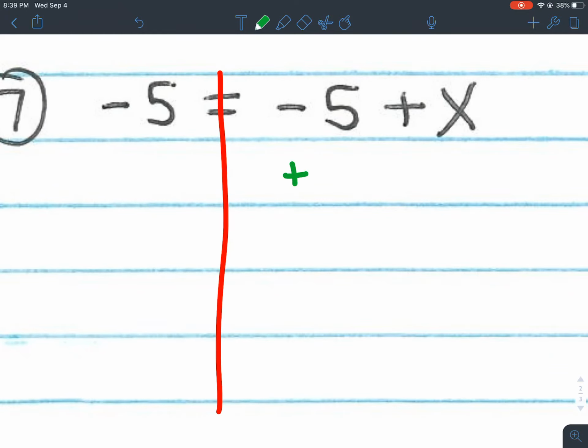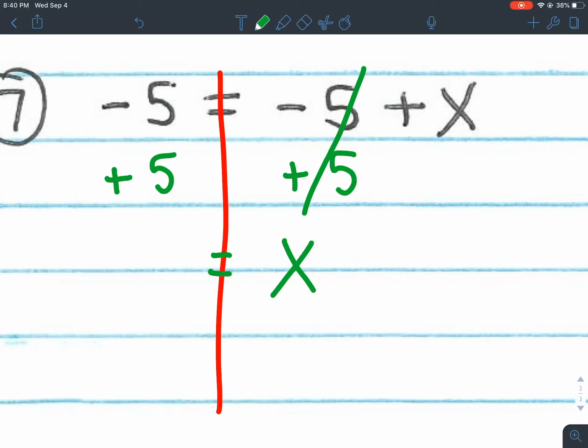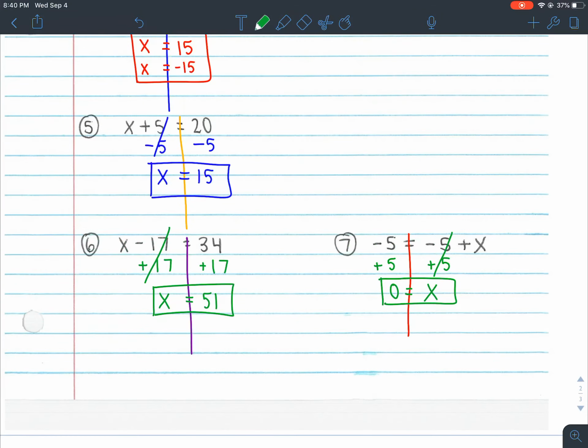Well, I can add 5 to this side, and that will cancel it, so it becomes 0. And I can also add 5 to the other side. So on this right side, I have just x left, and on this left side, well, negative 5 plus 5 is 0. So I have x equals 0. So this one's a little backwards, but you do the same thing. It just looks a little bit different.